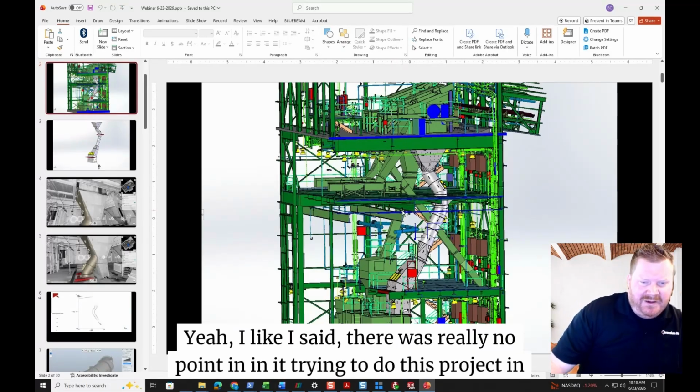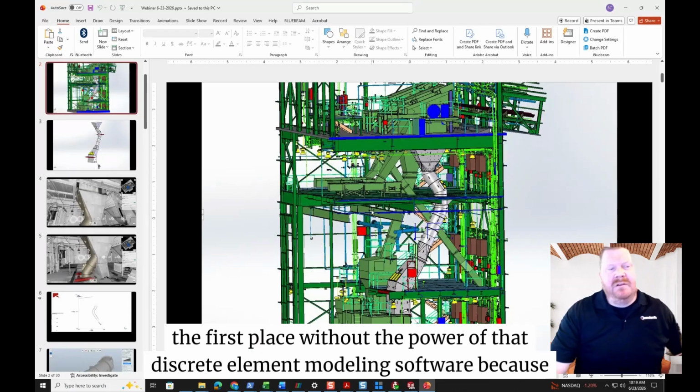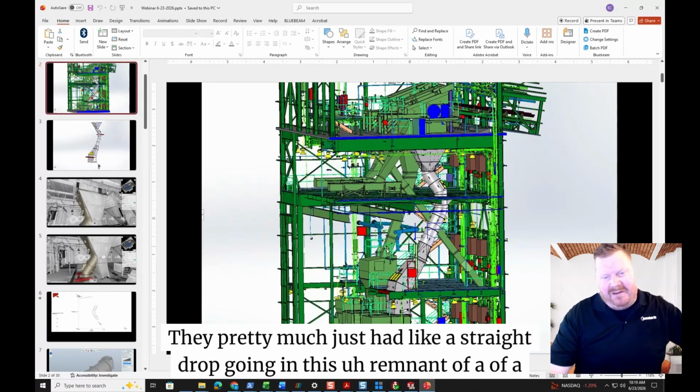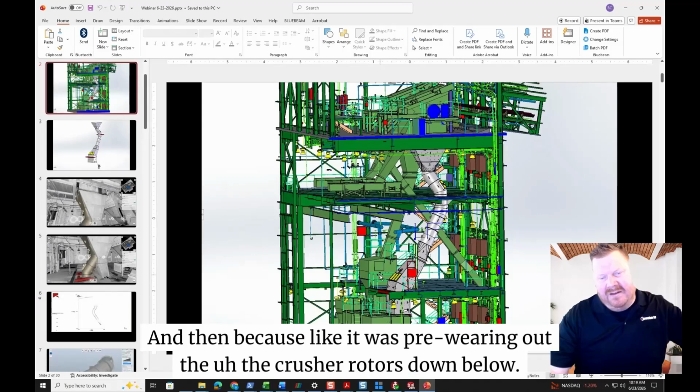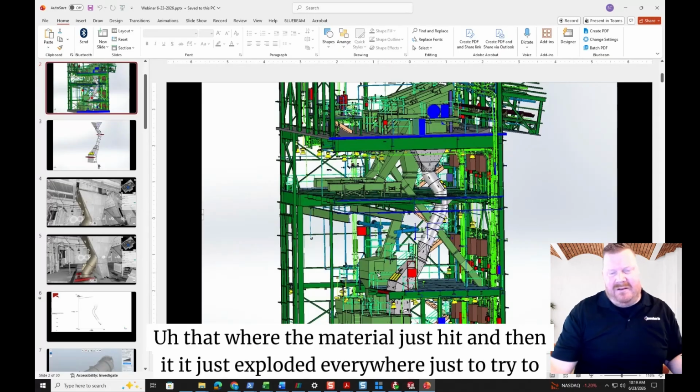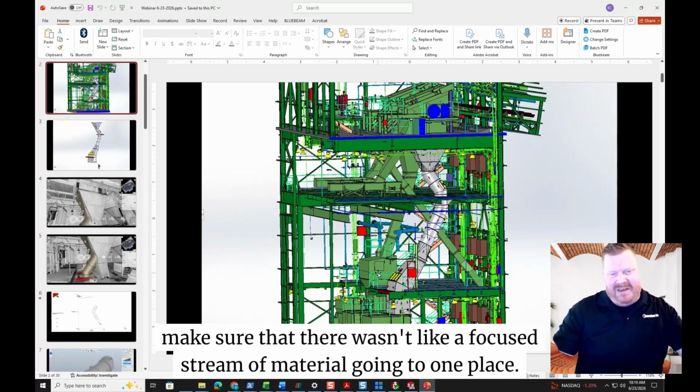Yeah, like I said, there was really no point in trying to do this project in the first place without the power of that discrete element modeling software, because otherwise you wouldn't be able to tell which way the coal was exactly flowing. They pretty much just had a straight drop going to this remnant of a feeder head, and because it was pre-wearing out the crusher rotors down below, they had to add some afterthought baffle in here where the material just hit and then exploded everywhere, just to try to make sure that there wasn't a focused stream of material going to one place.